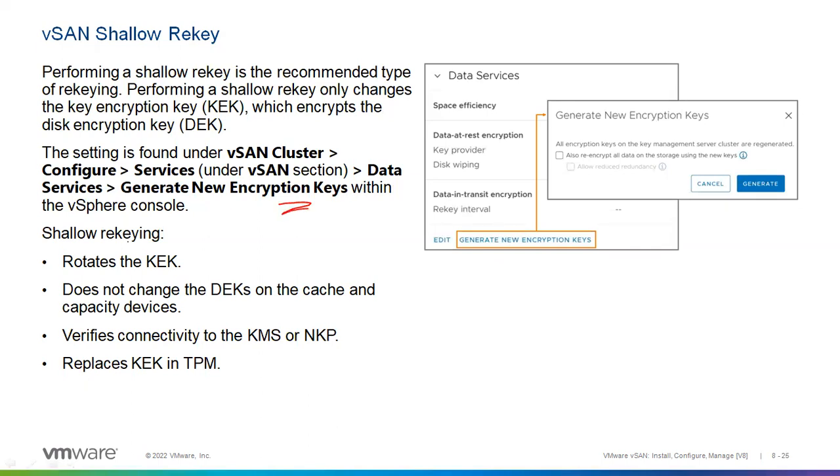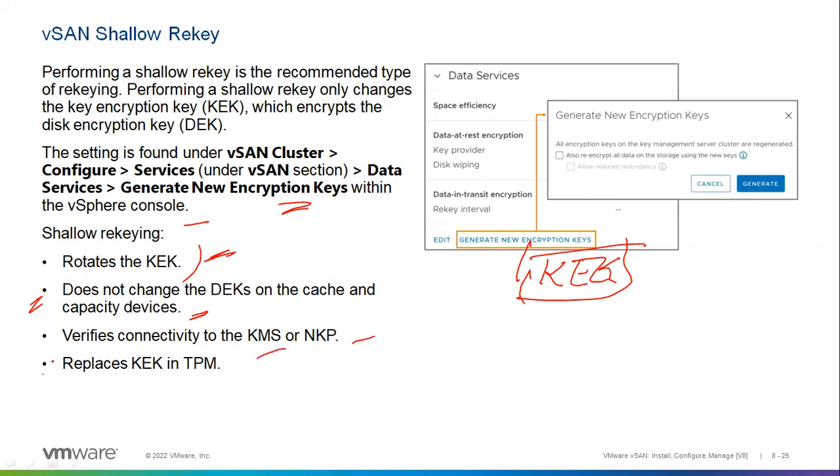Okay. So showing all leaking, rotate the KEK does not change the DEK on the cache and capacity drive. So this is not for the DEK, it is for the KEK. It will regenerate the new key, verify the connectivity of KMS or NKP, and replace the KEK if we are using the TPM module as well.